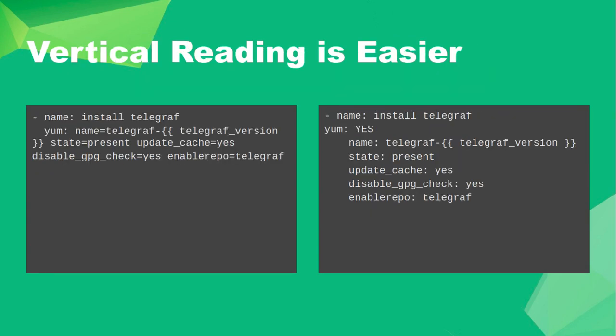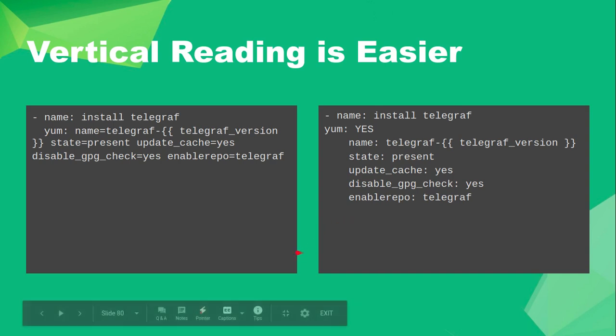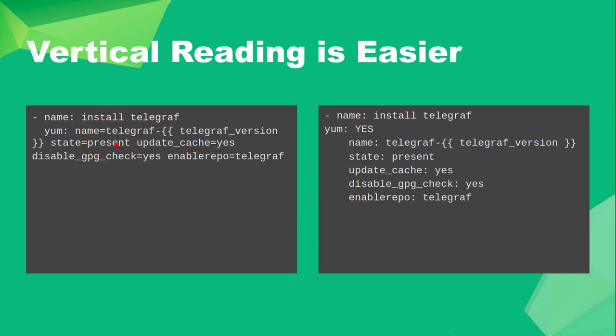Now the next thing is, if you see the difference between these two YAML files, if you write something like this, this is something like horizontal, right? So it is always recommended to write it vertically, because vertical reading is easier.